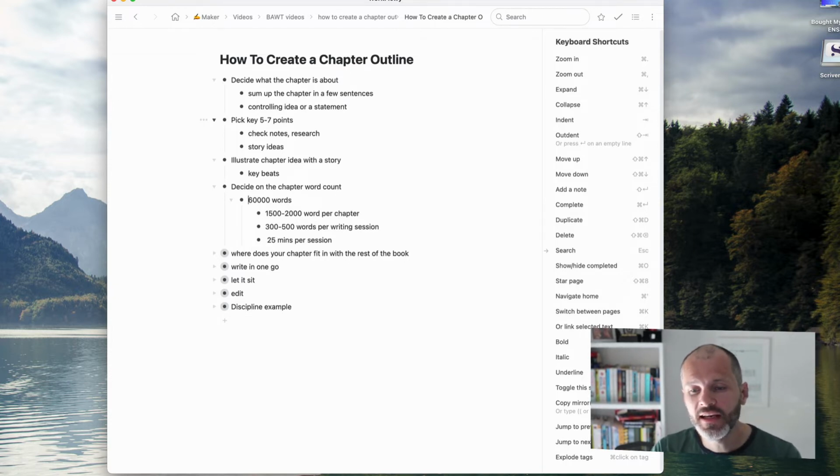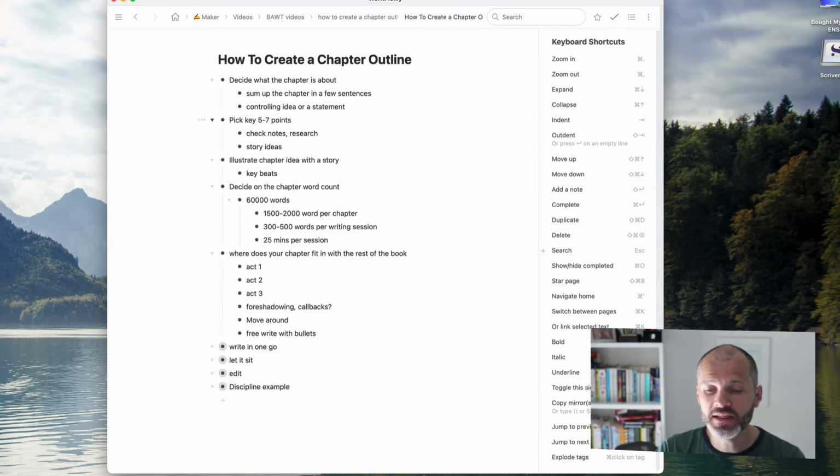So once you've done this, it's a lot easier to write 300 to 500 words, or write just 25 minutes, than it is to say to yourself that I'm going to write a 60,000 plus word book. And this is also helpful because it can help you plan when you're going to write your chapters, the parts of your chapters, when you're going to finish your chapters and send them to your editor. And it can also help you figure out what the structure of your book looks like. So for example, what's going to go into Act 1 of your book, Act 2 and Act 3. That actually brings me to the next point. Where does your chapter fit in with the rest of the book? So if it's Act 1, typically Act 1 will form 20 to 30% of the book.